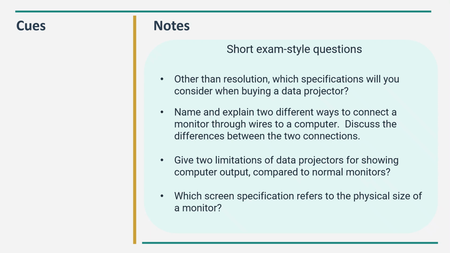Two limitations of data projectors include the image quality or clarity, which is usually lower. The normal limit is the 4:3 aspect ratio, which is almost square and is not suited for most movies. Data projectors also have a lower contrast ratio, which results in muddier pictures with low color quality. And the only specification of a screen which has an indication of the physical size is the screen size, which is measured diagonally in inches.